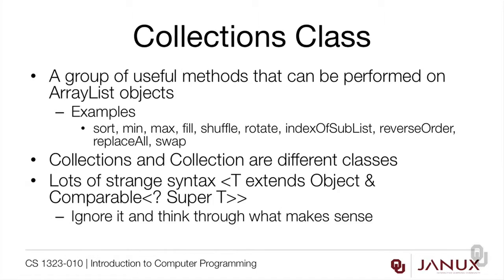Now, there is lots of strange syntax in the collections class. If you continue studying Java, someday this will all make sense to you. But for right now, just ignore it and think through what makes sense, because actually all these classes are very logical if you just think about them the right way using the Java idioms. All the methods in this class are class methods, so that's a little bit like the math class, where all the methods are class methods. Another way of thinking about this is the collections class is a utility class. It doesn't have any data of its own. It's simply putting together a group of useful stuff under one title.